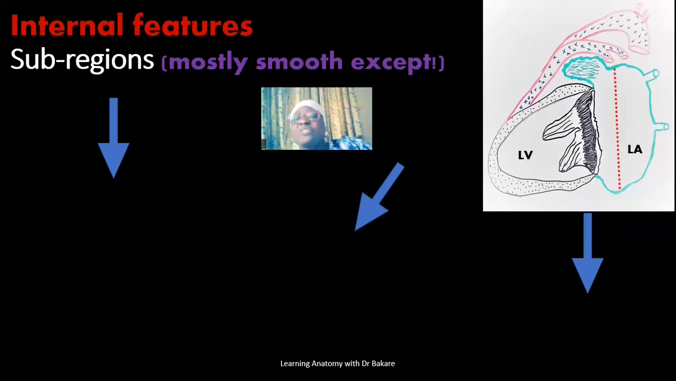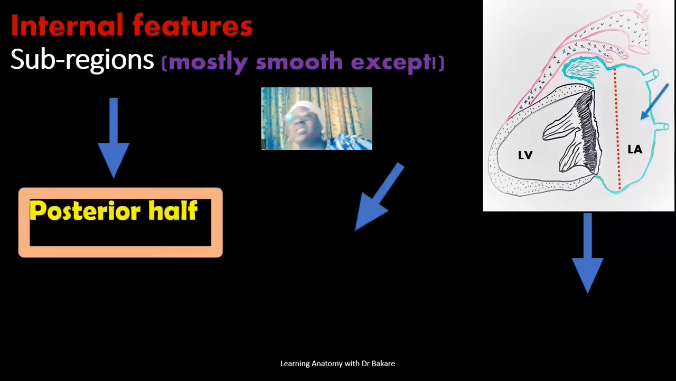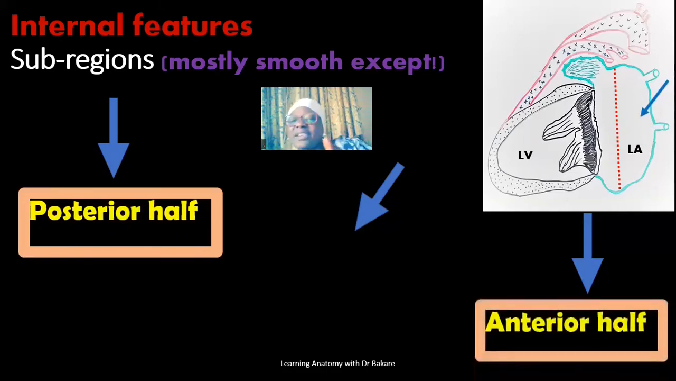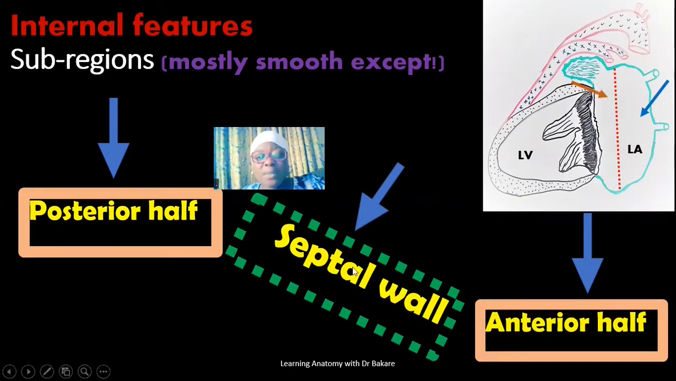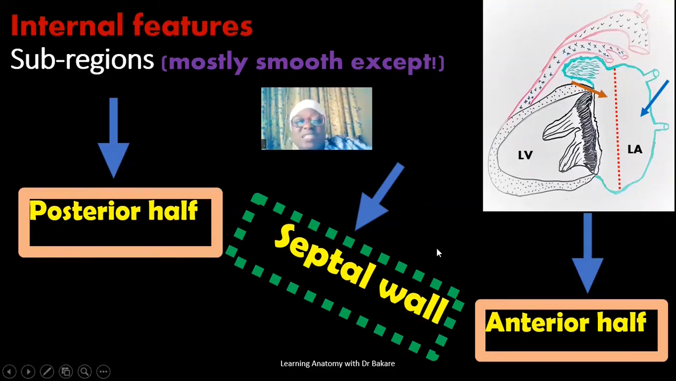If we try to divide the left atrium into two, anteroposteriorly, we have the posterior half, which is behind. Then we have an anterior half, which is seen at the front. Then we have the septal wall. This is like a demarcation created between the atria, which are the upper chambers of the heart. The septal wall separates the left atrium from the right atrium. So these are the three sub-regions of the left atrium. We would be taking each of these sub-regions one after the other to see the distinct features that they present.